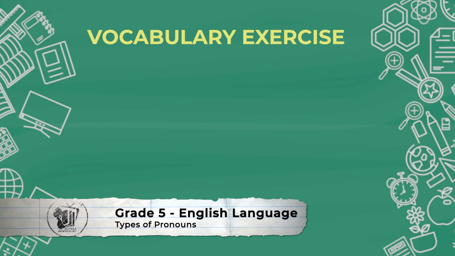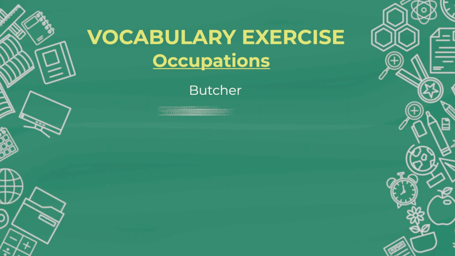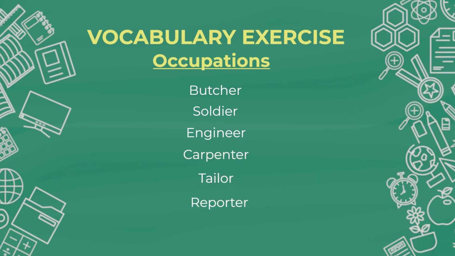Our topic is occupations. An occupation refers to a person's job or profession. It is usually an activity done in return or in exchange for payment. There are many types of occupations. I am sure you can list as many as 20. But here are a few: butcher, soldier, engineer, carpenter, tailor, and reporter. So let's make an attempt to place the correct occupation based on the given description.